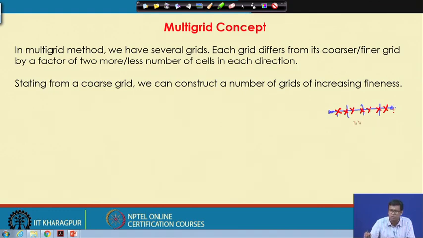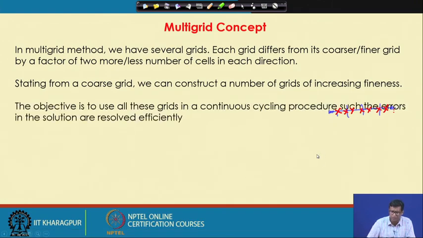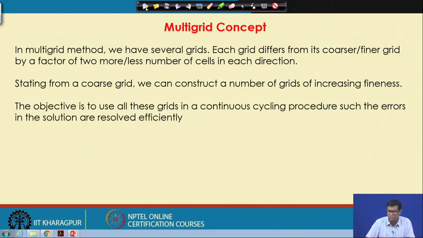So, the idea is first you solve in the coarser mesh, and then with this solution you interpolate it back to the finer mesh, take it as a guess solution and again solve it. The objective is to use all these grids in a continuous cycling procedure such that the errors in the solution are resolved efficiently, and that is what we are trying to do.